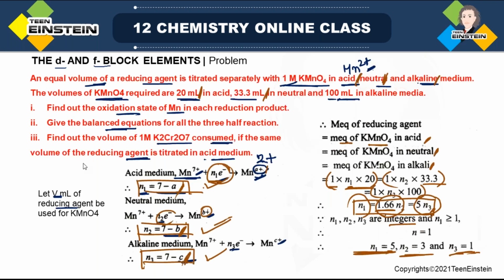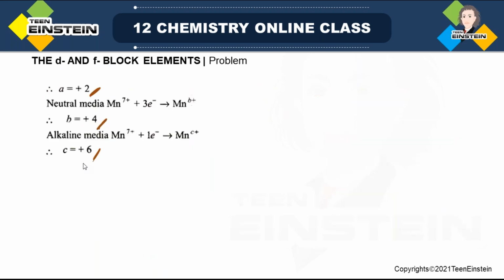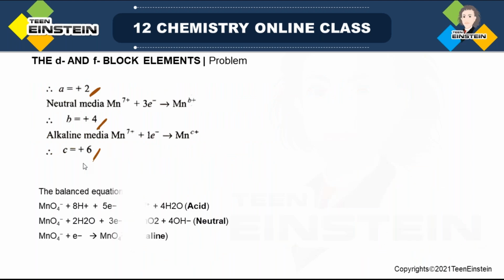Now come to the second part. The second part is asking, give the balanced equation for all the 3 half reactions. Now how to balance a half reaction, we have already discussed. So see, these are the balanced equations. Only one I am discussing. Just take the first one.